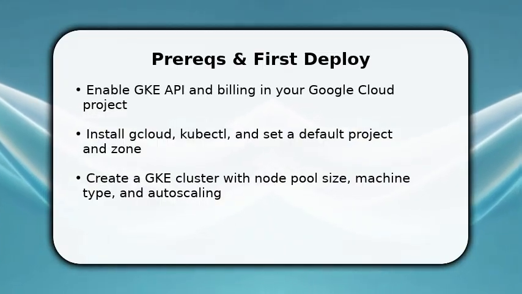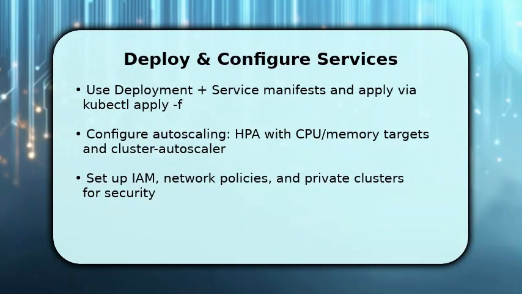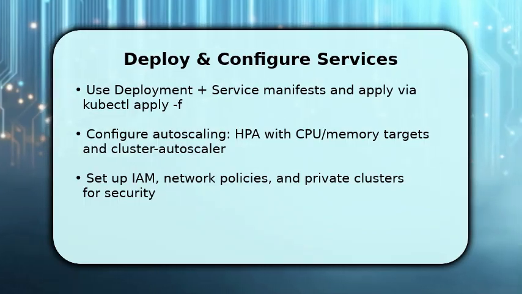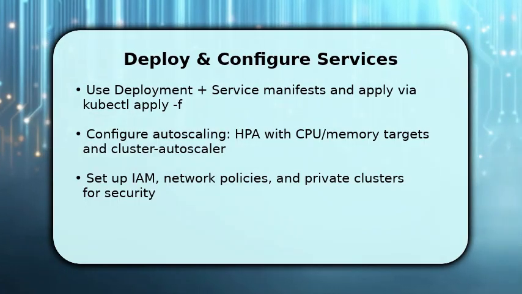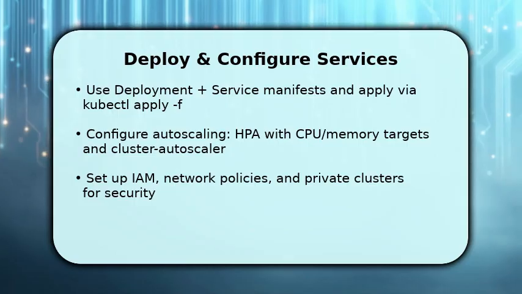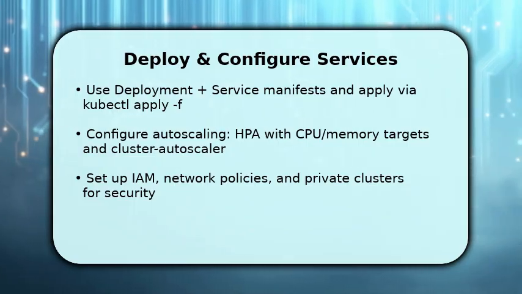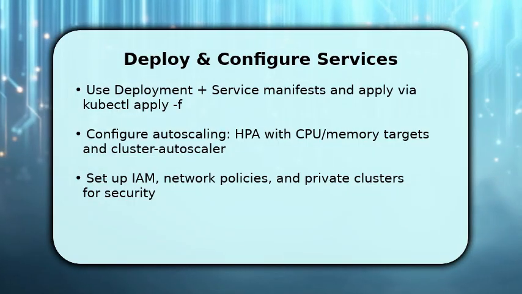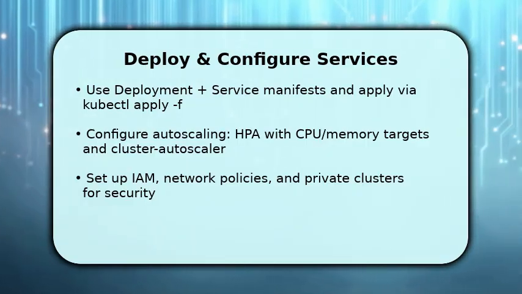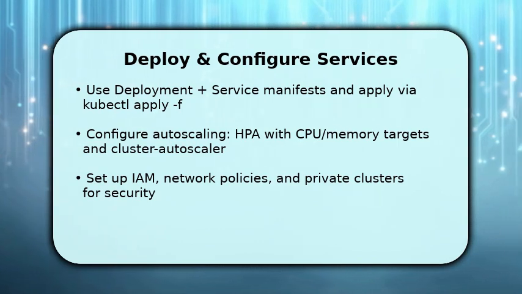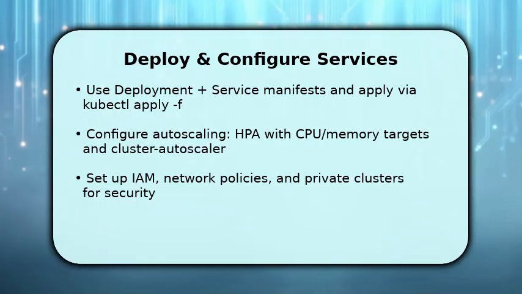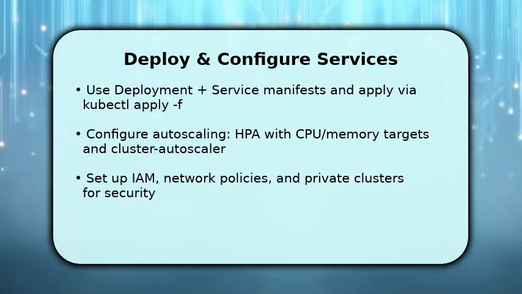Now you will deploy workloads and configure networking and scaling. Create deployment manifests for your pods and expose them with services or ingress. Use kubectl apply and verify pods are running. Then configure horizontal pod autoscaler with CPU or custom metrics, and enable cluster autoscaler on the node pool so nodes scale with demand. Also, make sure to apply network policies, enable private clusters or VPC-native routing, and assign least privilege IAM roles to service accounts to reduce blast radius and secure traffic.